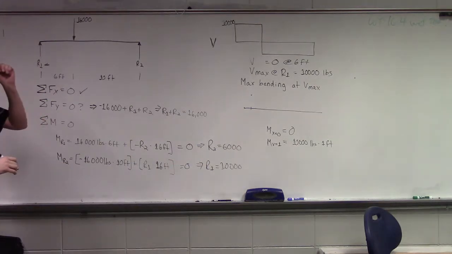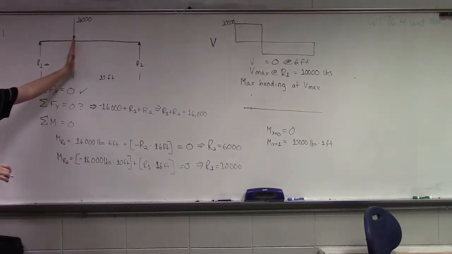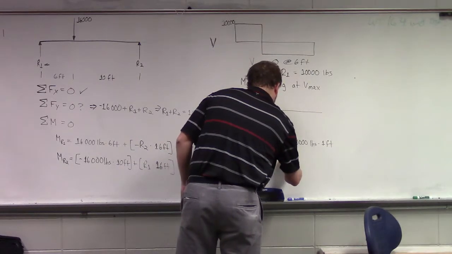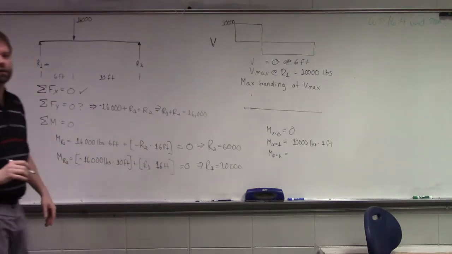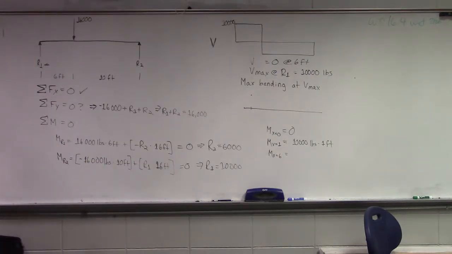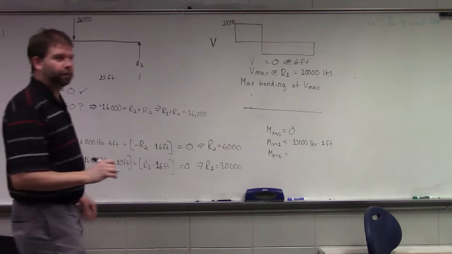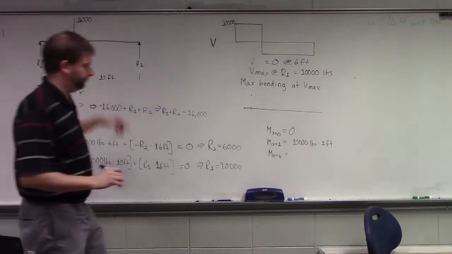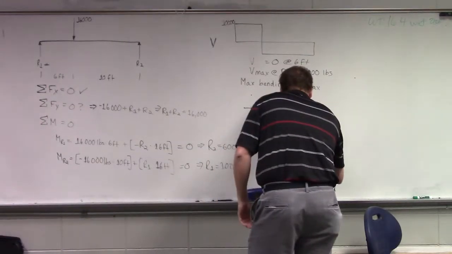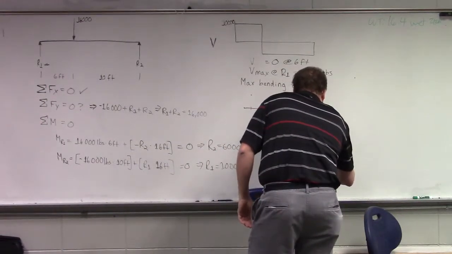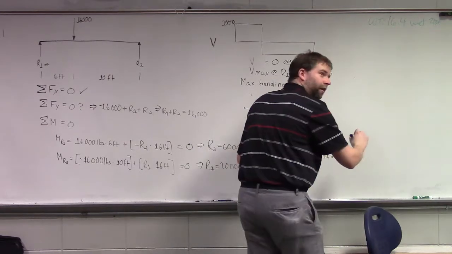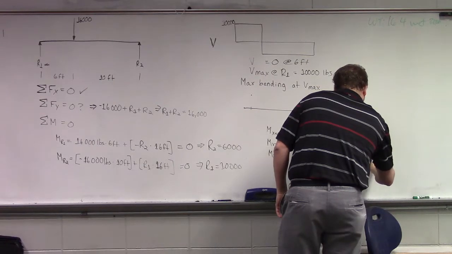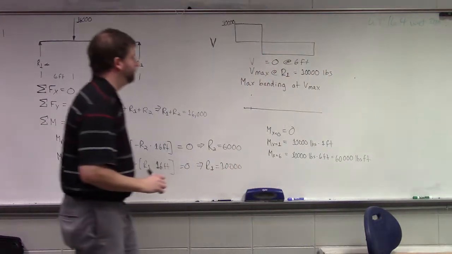What about when we get to 6 feet? What's happening? 10,000 times 6, so 60,000. Do we have to take the 16,000 into account? No. So it'll be 60,000 pound feet now.